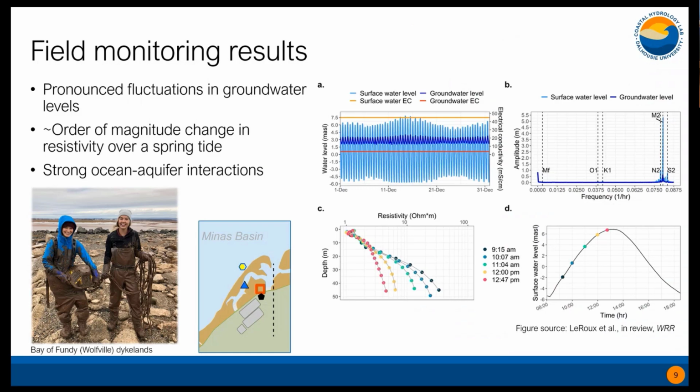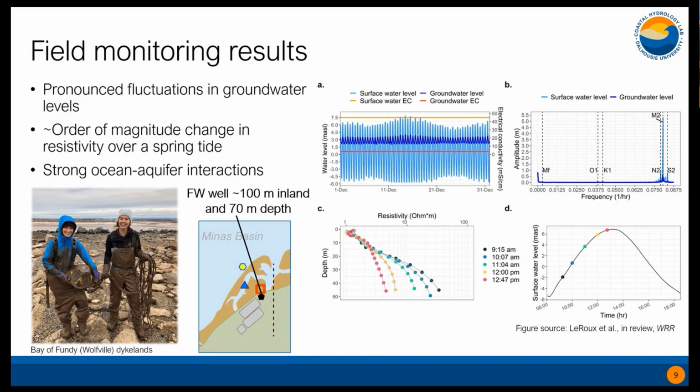And now moving into some of our field monitoring results. So this figure just highlights a few of the key results that we found throughout the field campaign. So first of all, this map here is just a snapshot of the map I had on the earlier slide, but the triangle shows our tidal station and the hexagon shows the freshwater monitoring well that we instrumented. And this well is located about 100 meters inland and extends 70 meters below the ground surface.